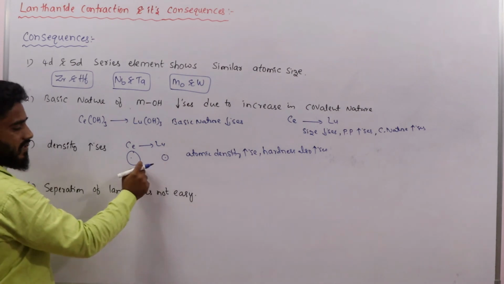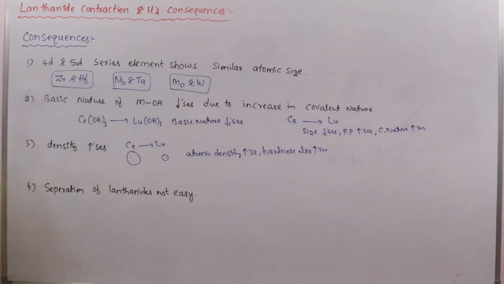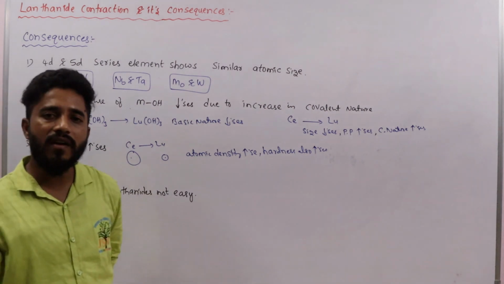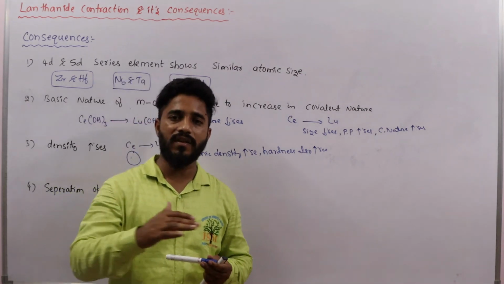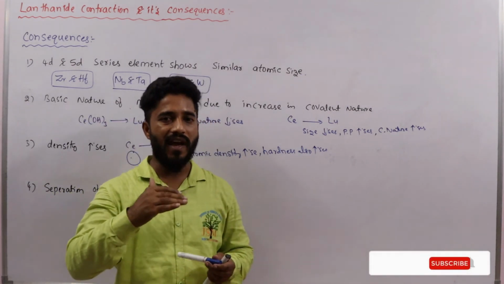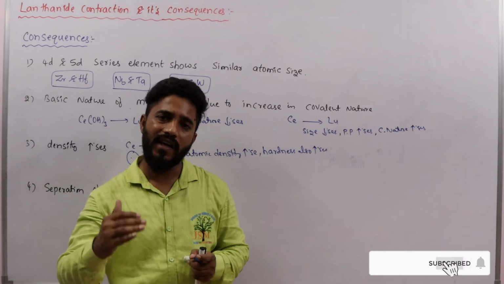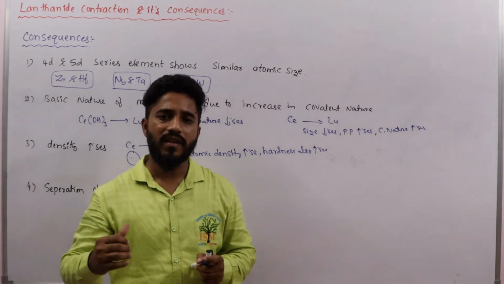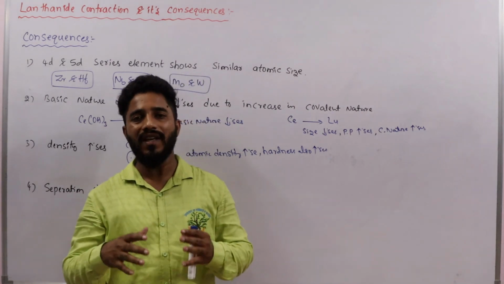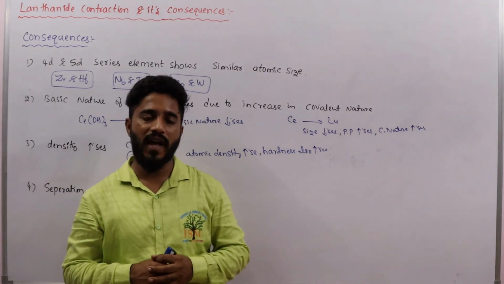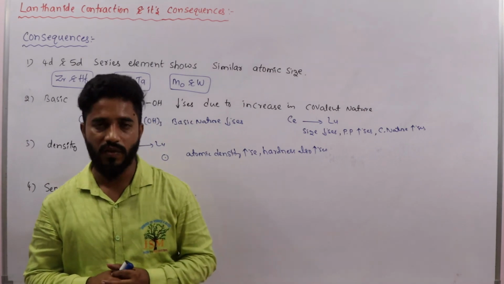Then, separation of lanthanides is not easy. Why is separation not easy? Because of this lanthanide contraction, they show nearly similar size. The size difference is very small. Due to that reason, the separation of lanthanides is not easy. These are the consequences of lanthanide contraction. Okay, thank you.